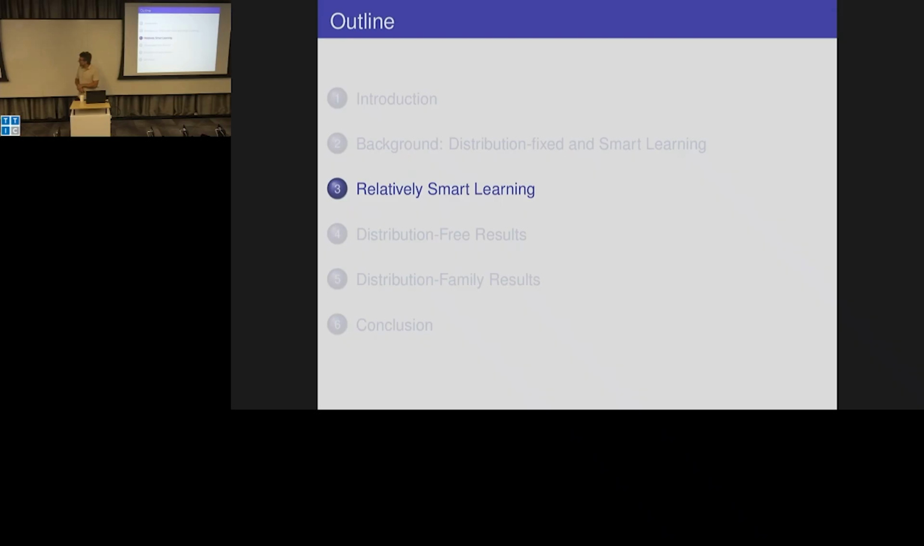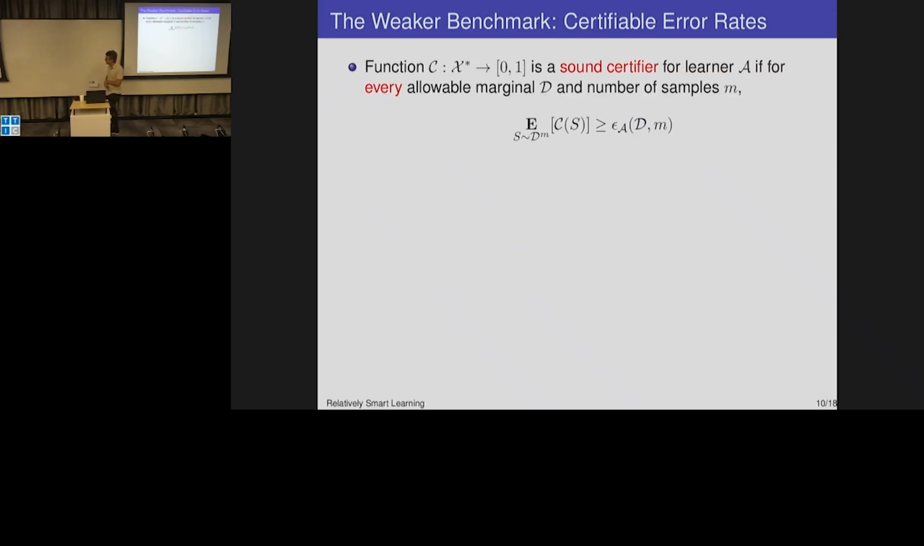So, okay, good. Now I've motivated the definition of relatively smart learning. Let me tell you this weaker benchmark that we're going to compete with. This is what I'm going to call certifiable error rates. For that, I need to define what I'm going to call a certifier, or a sound certifier, which is paired with a learner. A function C that takes in a bunch of unlabeled data and outputs a number between 0 and 1, I'm going to call a sound certifier for a learner A if, for every marginal distribution that's allowed and every number of samples, this certifier outputs an upper bound on the performance of the learner in expectation. So the expectation, when the certifier sees M unlabeled points and spits out a number, is at least the error of the learner. It should give me an estimate of how well the learner does just by looking at the unlabeled data, and its estimate should be sound in that it should always be a valid upper bound.